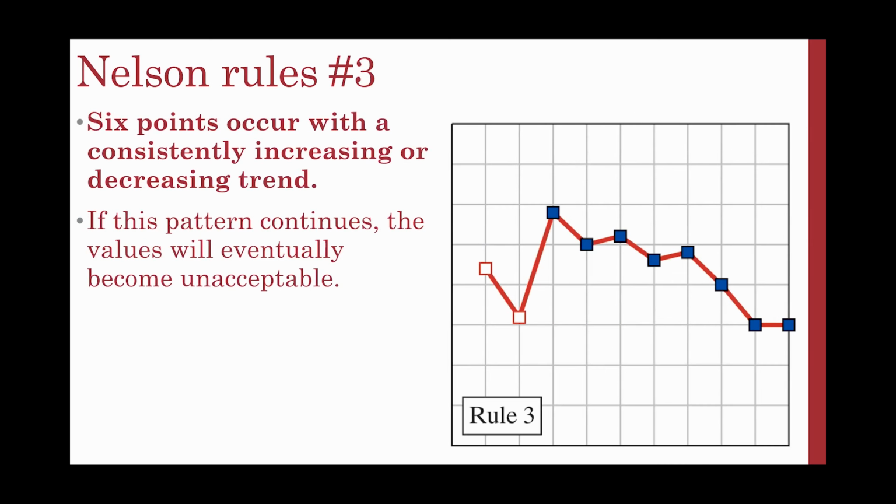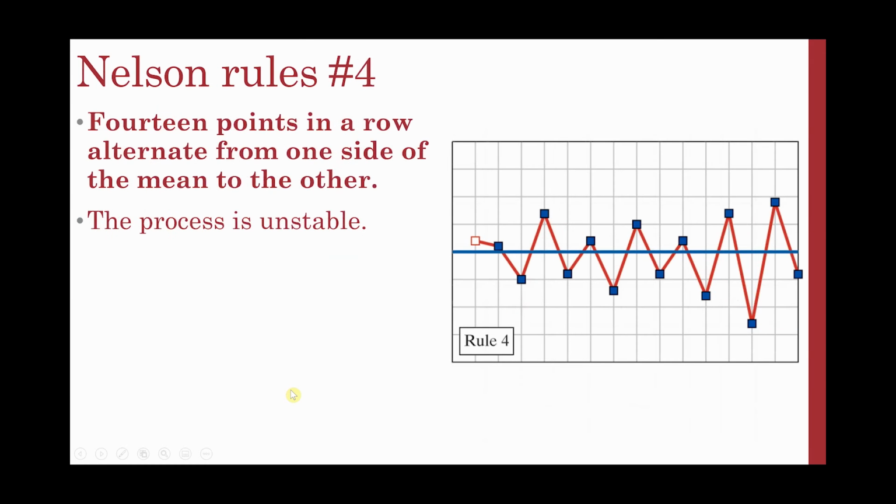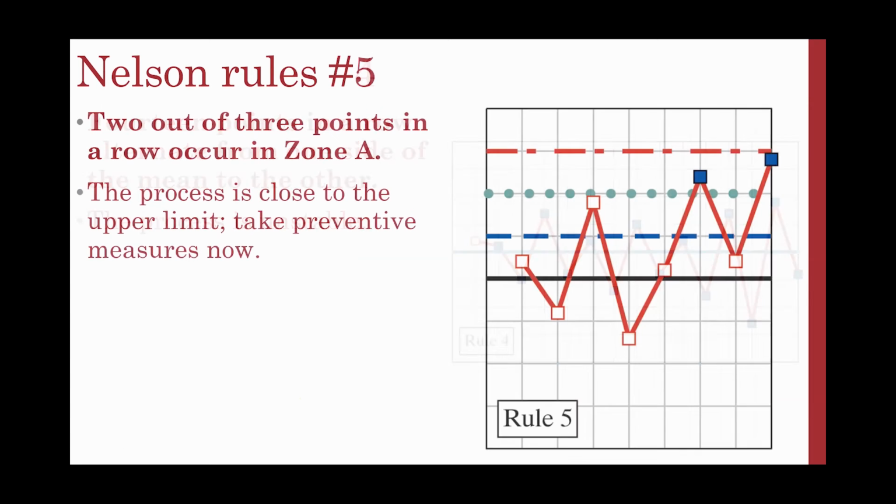It can be sawtooth like this, but if you have 9 in a row on the same side, that's a violation. If you have 6 points with a consistently increasing or decreasing trend, if this pattern continues, the process will eventually become unacceptable. Again, it can be sawtooth. It doesn't have to be a perfectly straight line. If you have 14 points in a row that alternate from one side of the mean to the other, this is saying that your process is unstable.